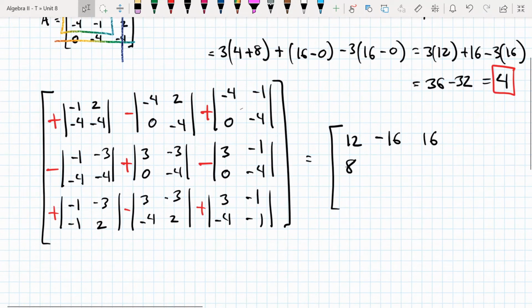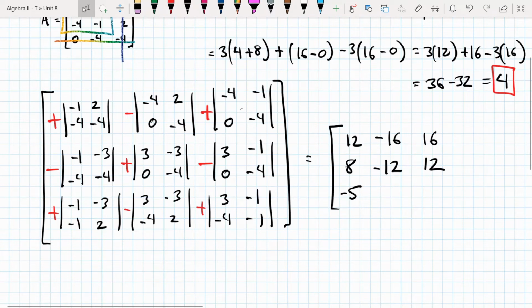-12 minus 0 with a positive on the outside, that's -12. -12 minus 0 with a negative on the outside, that's positive 12. -2 minus 3 with a positive on the outside, that's -5.